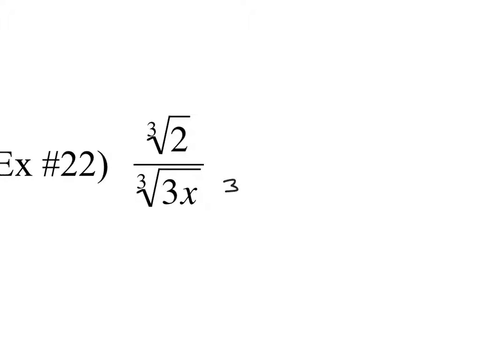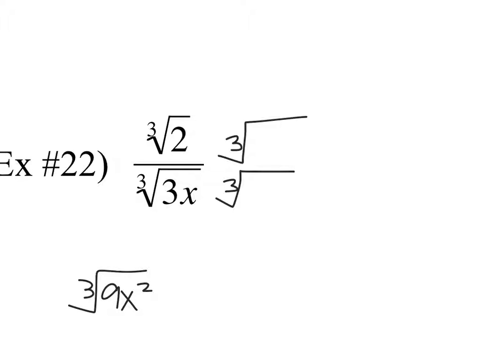So I'm going to rationalize this by multiplying top and bottom, not by the cube root of 3x. If I multiplied by the cube root of 3x, you know what I would get? I'd get the cube root of 9x squared. Does that help me? Does that get rid of the cube root? No, it doesn't. So what do we need to multiply top and bottom by? Oh, close. You're so close. The x squared is correct. Yes, you need to multiply by 9x squared.